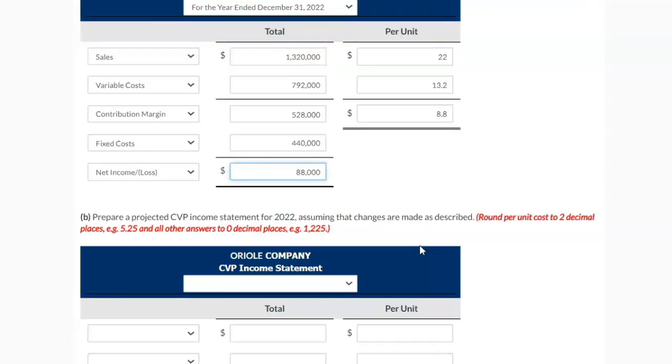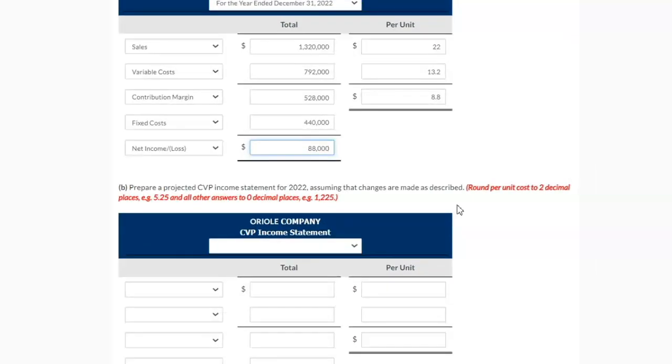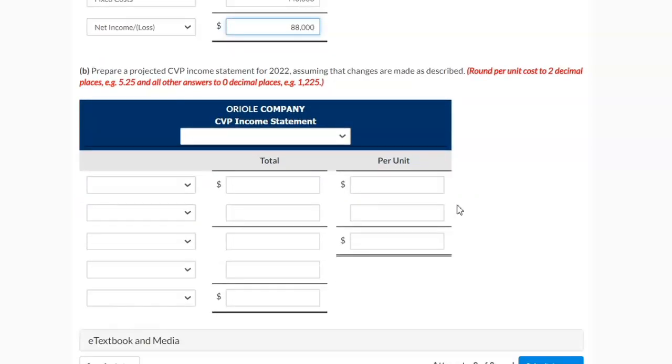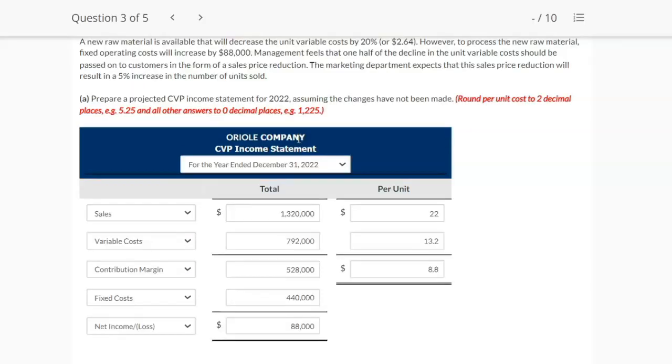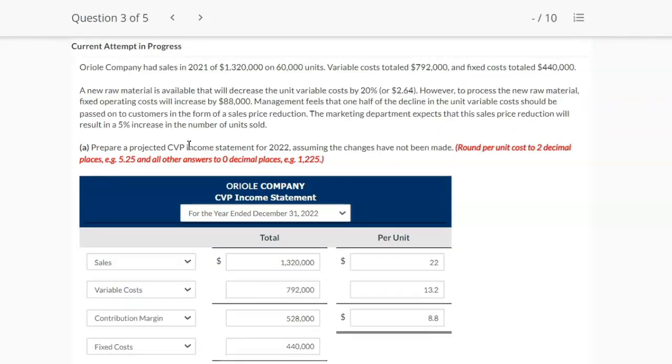Now, prepare the income statement with the changes. Same date, the year ended December 31, 2022. Now, wait a minute. The sales, they said, went up 5% in number of units sold. So it would be 60,000 multiplied by 1.05, which is 63,000.